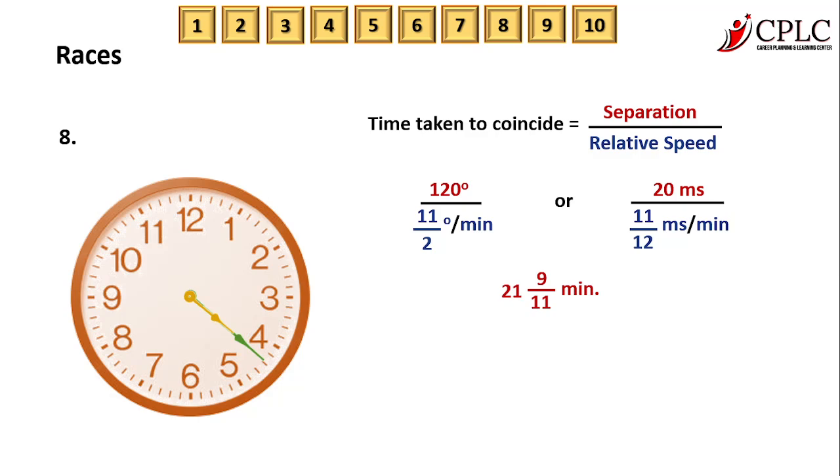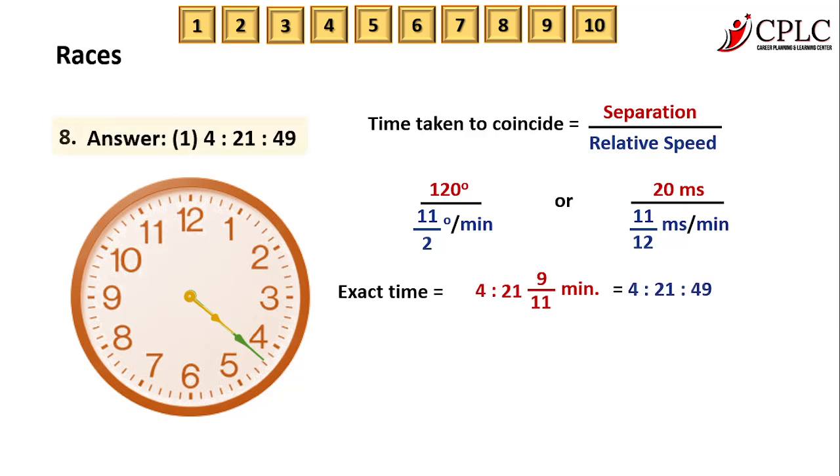Now how do we do that? Obviously 1 minute is 60 seconds. So 9 by 11 minutes is how many seconds? When you do that, you will get the answer as roughly around 49 seconds. And hence the answer becomes answer option 1, which is 4 hours, 21 minutes and 49 seconds. The minute hand and the hour hand will meet after 4 o'clock. That's the way to do that. Question number 8 for that matter.